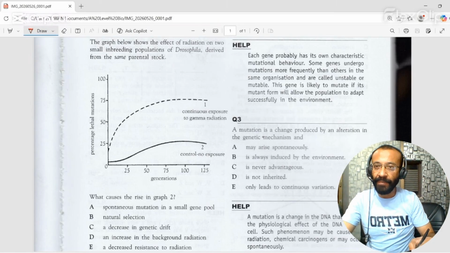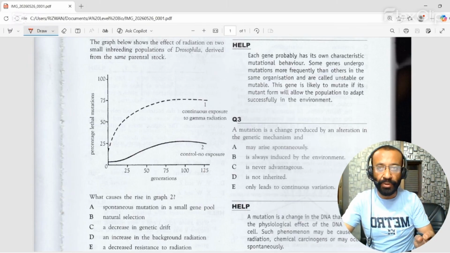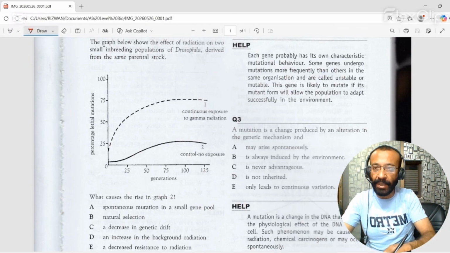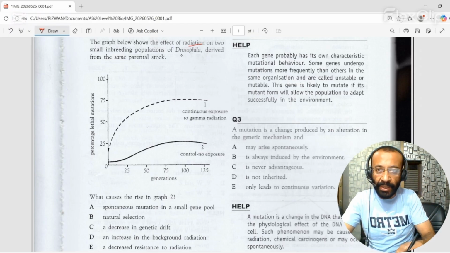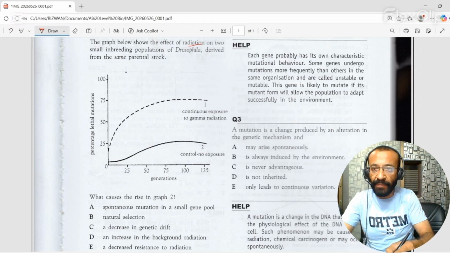Morning students, today we are going to solve a question from the topic of genetic and chromosomal mutation in the subject of biology A levels. The statement of the question is: the graph below shows the effect of radiation on two small inbreeding populations of Drosophila derived from the same parental stock.